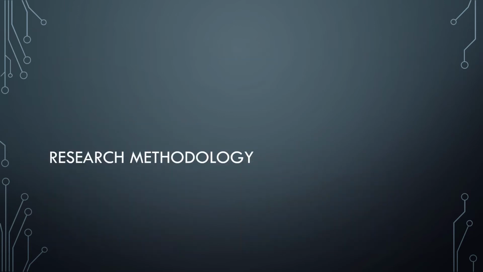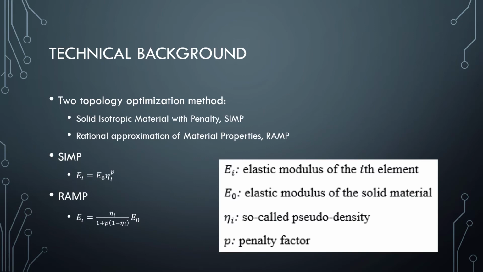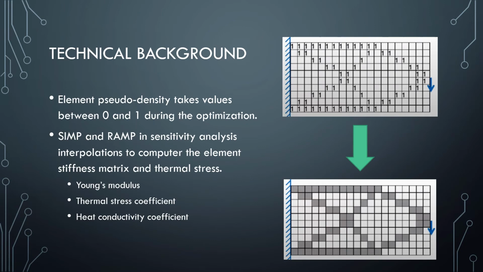Research methodology. For the proposed methodology for creating a metric, two methods in topology optimization will be used: SIMP and RAMP. The material microstructure, compared with the amount of material for each element, a very low stiffness will be obtained even when the element pseudo-density variable takes intermediate values between 0 and 1 during the optimization. 0 means material is removed and 1 means material is required.